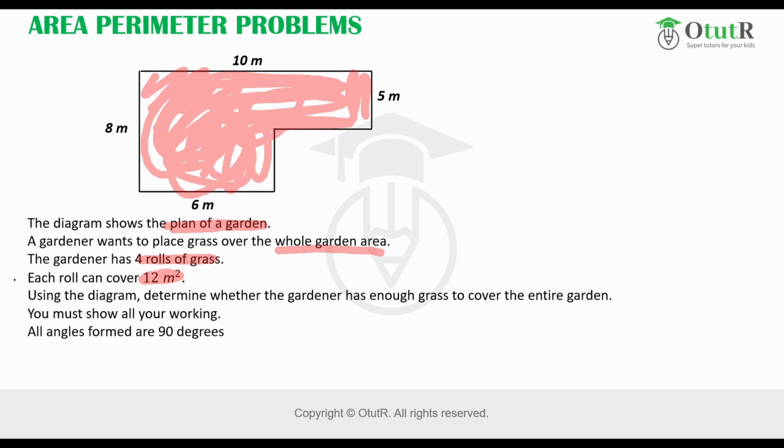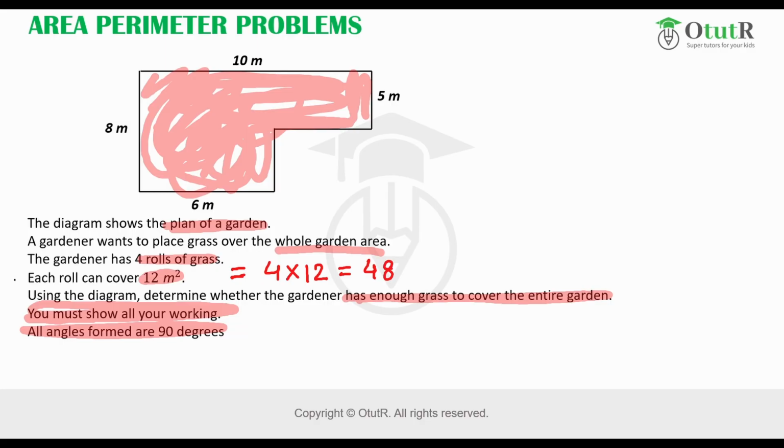So if the gardener has 4 rolls of grass and they can cover 12 meters square, can you tell me how much area can they cover in total? So it's going to be 4 multiplied by 12, which is 48 meters square. Done. Now the next part says that determine whether the gardener has enough grass to cover the entire garden. You must show all your workings, and all the angles are in degrees, right?